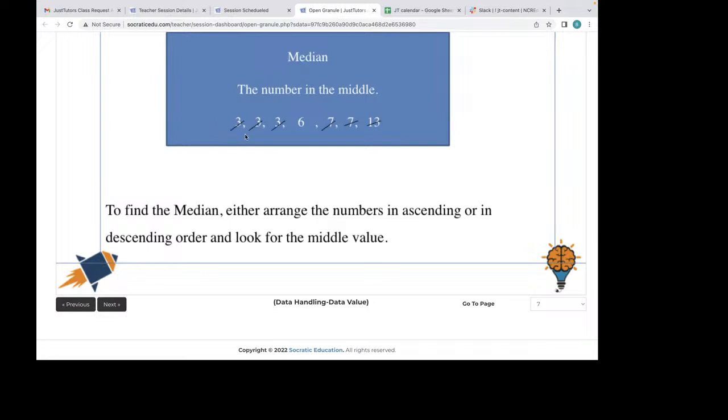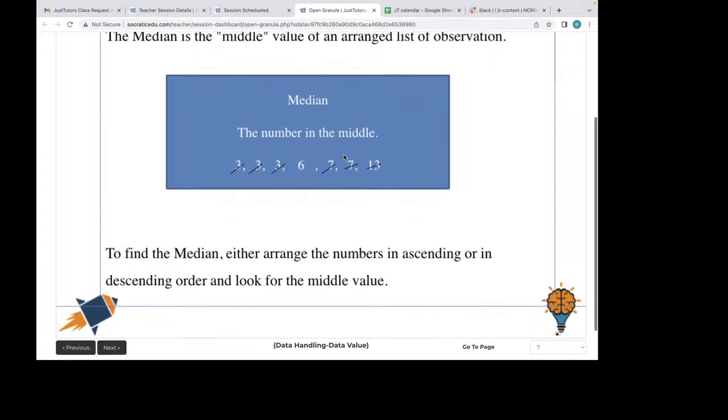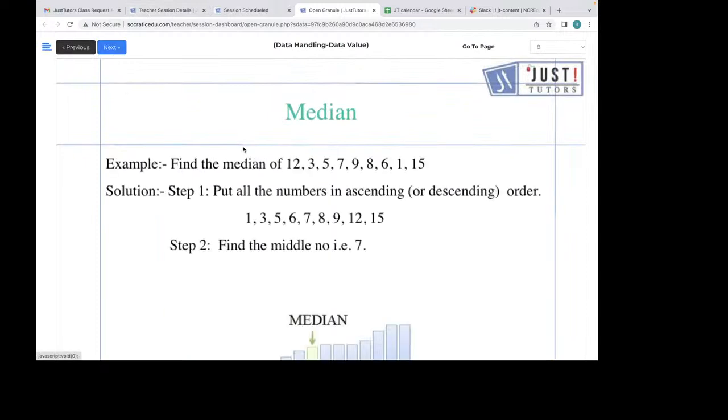Okay, you see in this, even this data is arranged. It is arranged in ascending order. This is the smallest, then this is the same, then this is bigger than this, then this is bigger than this, then 13 is the biggest. Okay, so what is going to be our first step? Our first step is going to be to first arrange our data in ascending order or in descending order, and then we look for our middle value, which is going to be our median. So let's learn this with an example.